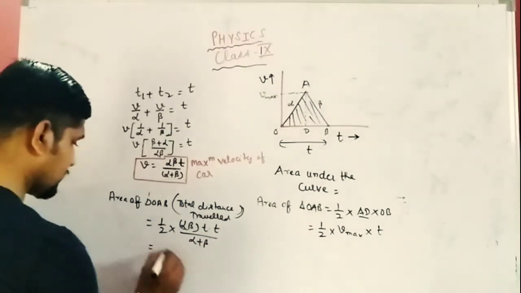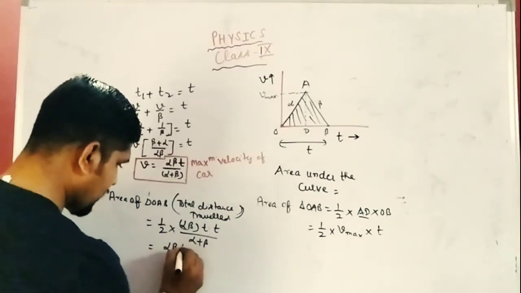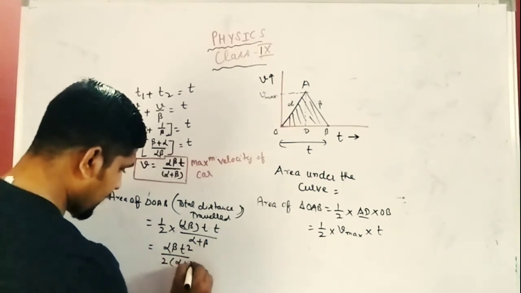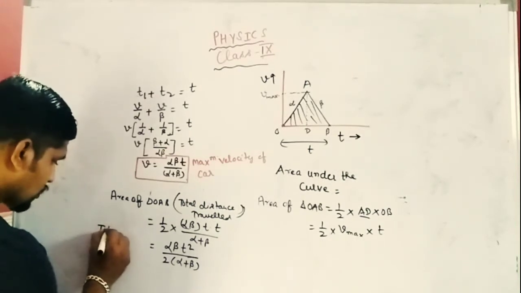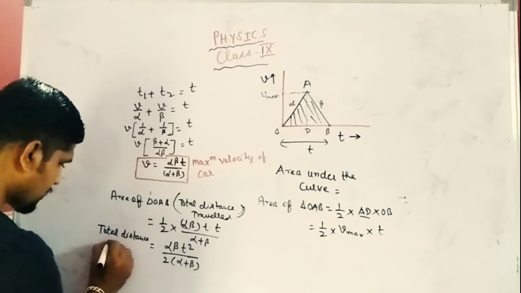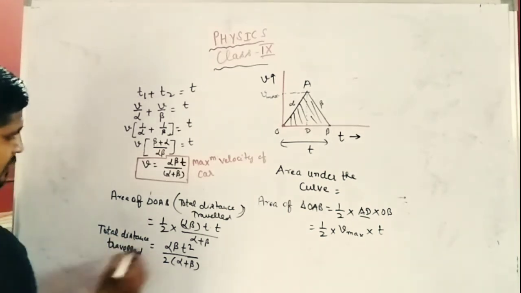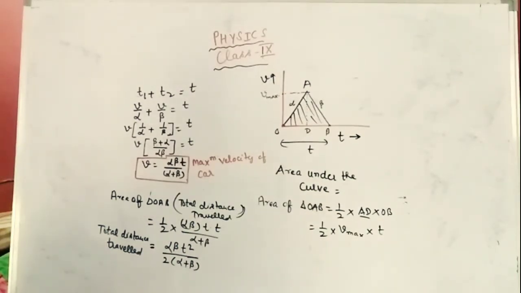So what is it? Alpha beta t square divided by 2 multiplied by alpha plus beta. So this is the total distance traveled by the car.